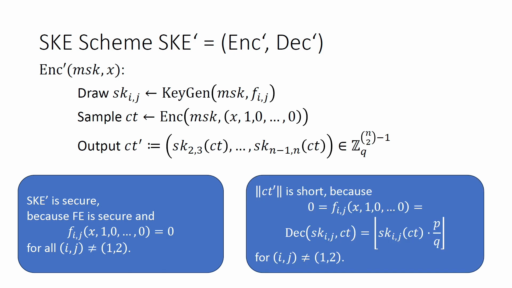And another nice thing is short, because we know how decryption works. Decryption works by applying the secret key on the ciphertext, scaling down, rounding. We know the value has to be 0. Again, we use these functions Fij for ij not 1, 2. So for those to get rounded to 0 modulo p, this polynomial evaluation needs to be smaller than q over 2p. So that's nice. Our LWE-based framework already tells us we are secure, we are short, we are almost done.